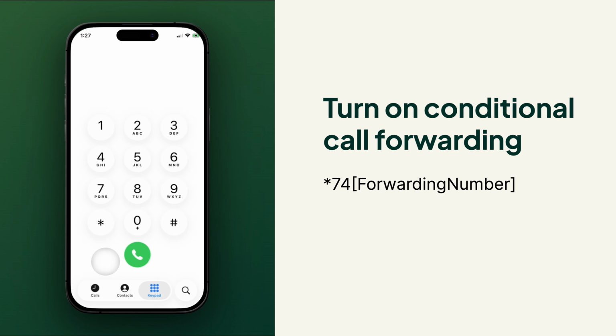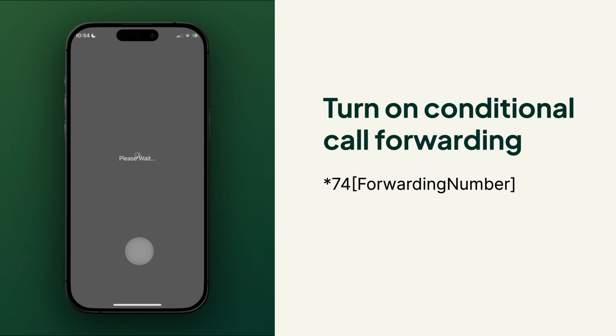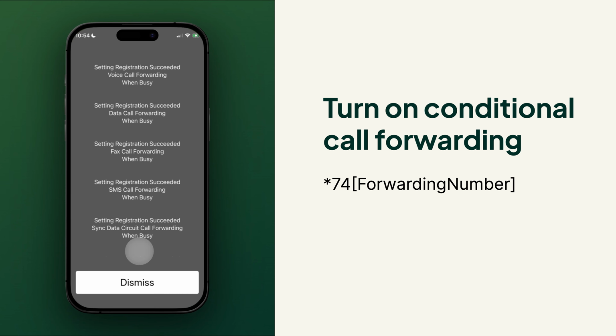Here's how to set it up so that you forward just your missed calls. Go to your phone's keypad. Type in *74 immediately followed by your Up First number or the number that you want to forward calls to. Press call and wait for the success confirmation message to show up on your screen.